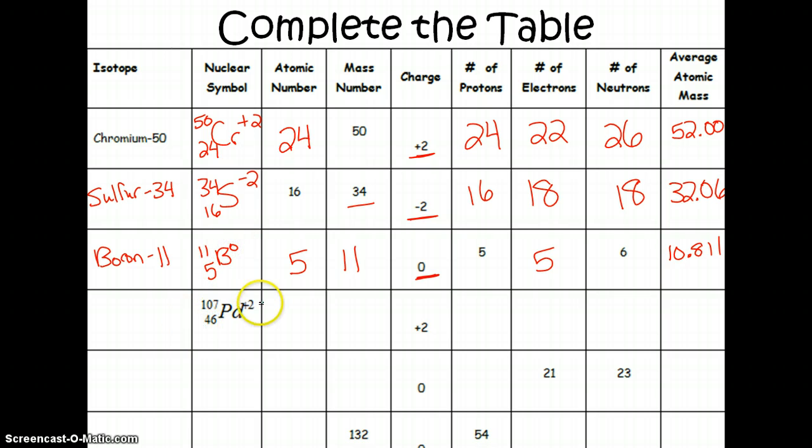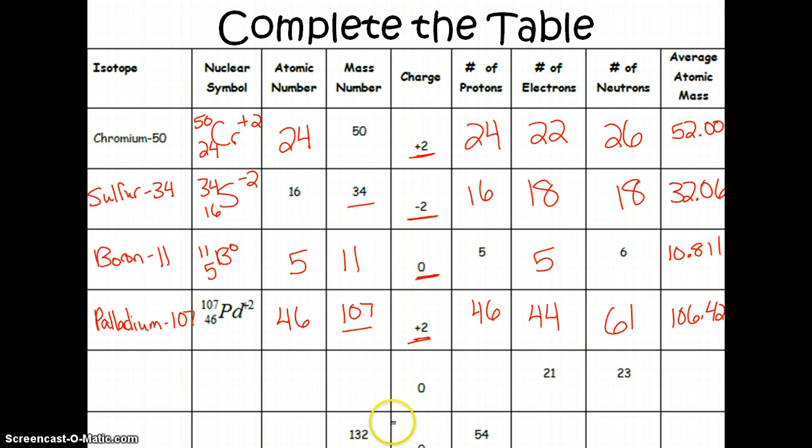All right, this is the symbol, so this tells us that the mass is 107, the atomic number is 46, and it's the element palladium. Protons is the atomic number, so 46. We have 2 more positives than negatives, so we have 44 electrons. And neutrons is 107 minus the number of protons, 46, so 61 is going to be our neutron number. Then our average atomic mass is the bottom number on the periodic table.